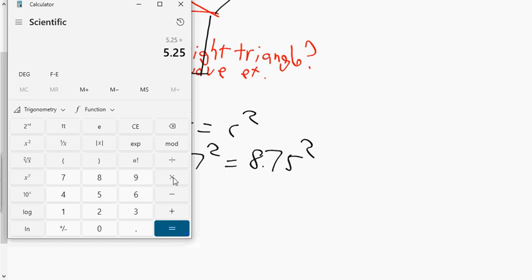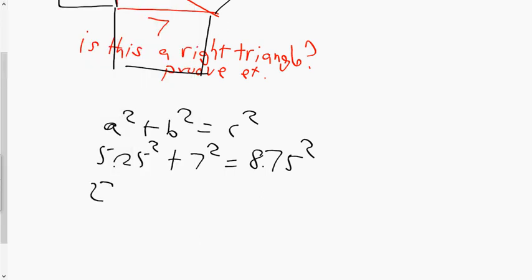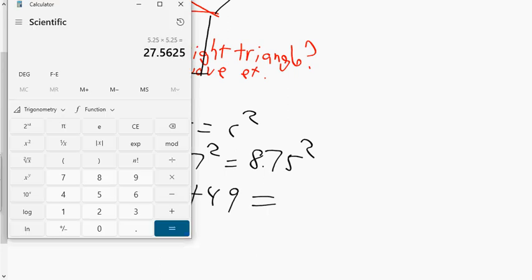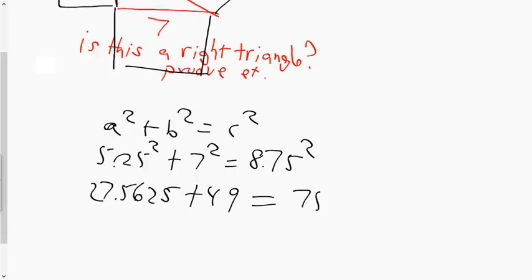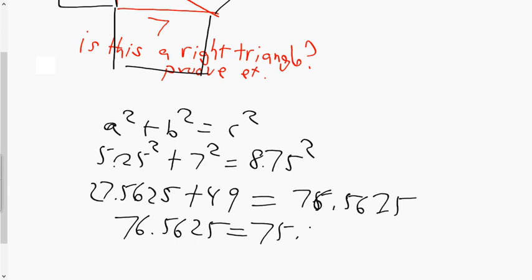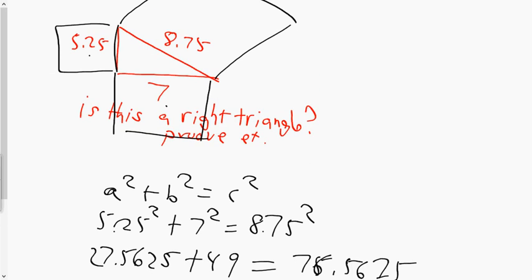5.25 squared is 27.5625. 27.5625 plus 49 equals 76.5625. 8.75 squared is 76.5625, I think. 5625, isn't it? 5625. Sugar. And look at this. It is right, because 76.5625 does equal 76.5625. And therefore, the area of this square plus this square does equal this square. And therefore, yes, it is a 90-degree angle.